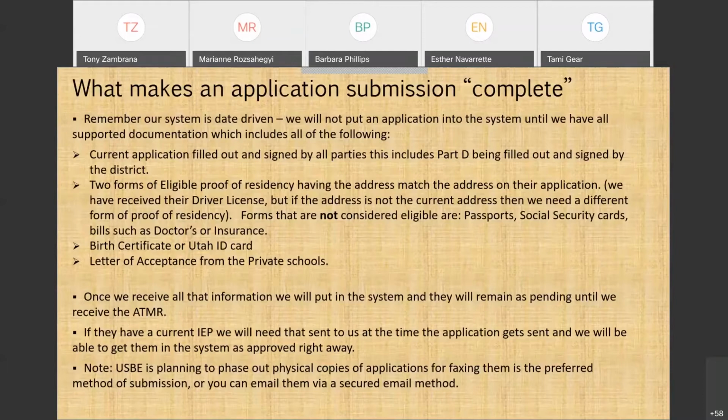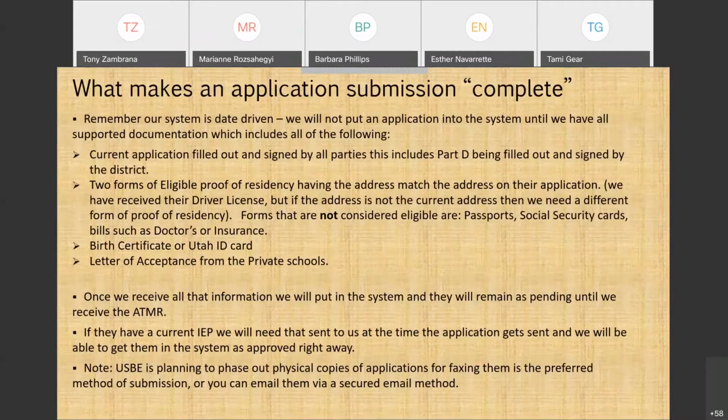If not, again, I'll receive those. I'll contact the parents, which is what I've been trying to do, to get them to send me another form, and it's just going to sit. I mean, we're not going to process anything on it at all until we get all of these and they're complete. A couple of forms that are not considered eligible are passports, social security cards, doctors or insurance bills. I've been getting some of those as well, so I have to turn those down and they have to send something else. So eligible forms would be considered like utility bills.